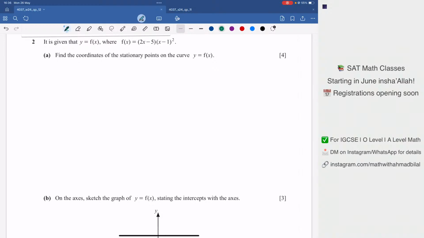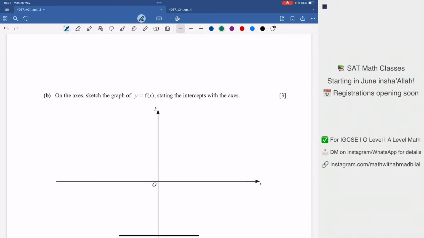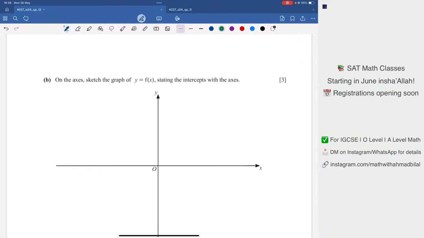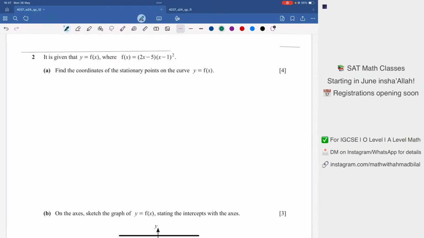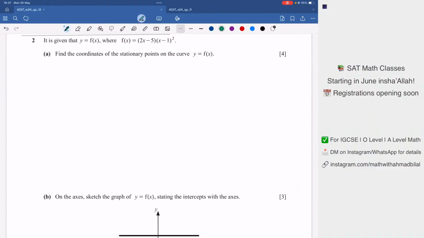Now, this is something that's coming quite frequently in the recent papers, that you have to sketch these cubic graphs. How do you do this? It says find the coordinates of the stationary points on this curve. It's a cubic function. How do you find that? Stationary points, we find them using differentiation. How do you differentiate this?